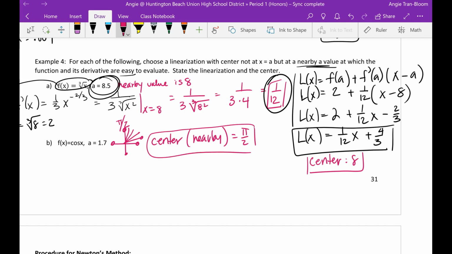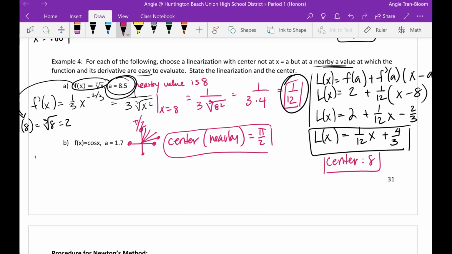Okay. So I'm now going to do the derivative. F prime of x equals, the derivative of cosine of x is negative sine of x. Evaluate it at x equal to the nearby point, which is your center, pi over 2. So that's going to be negative sine of pi over 2. Sine of pi over 2 is 1, so that's going to be negative 1. So my slope is negative 1.